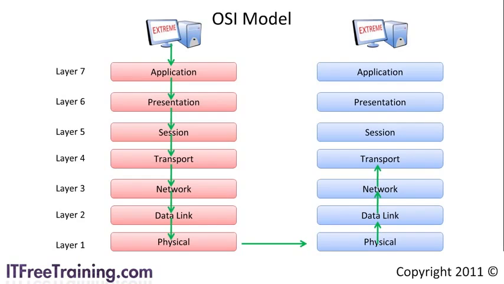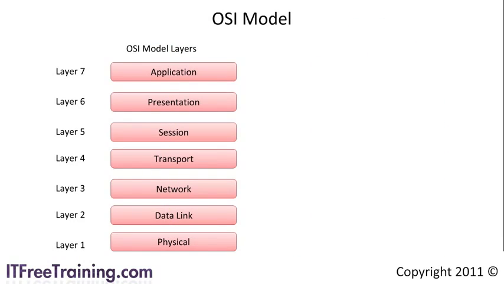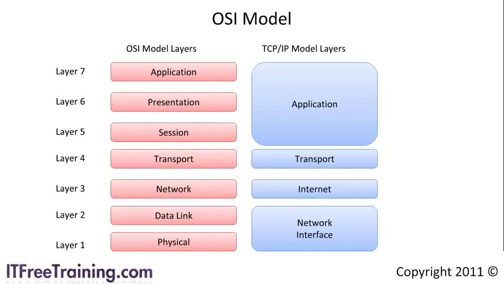When the data gets to the top, all the headers and checksums have been removed, and the data is presented to the application in a way it can understand. As stated before, the OSI model in its entirety was never adopted. However, the layer names and the layer numbers are still used today. TCP/IP is divided into 4 layers and can be roughly mapped to the OSI model.